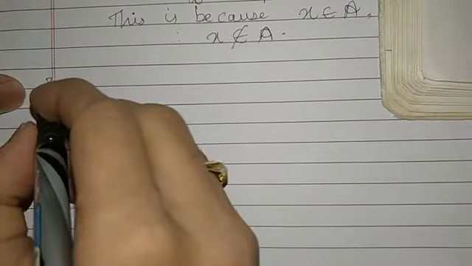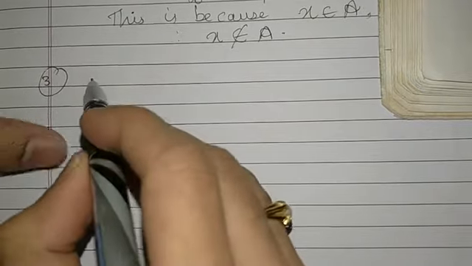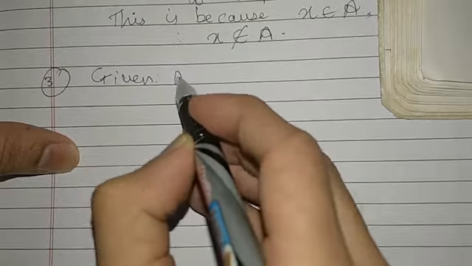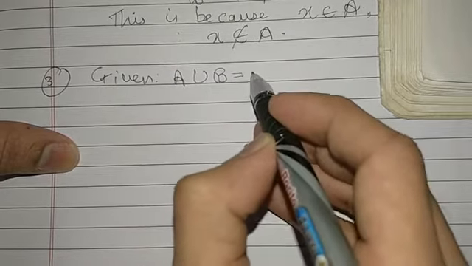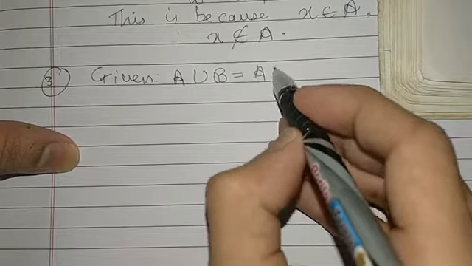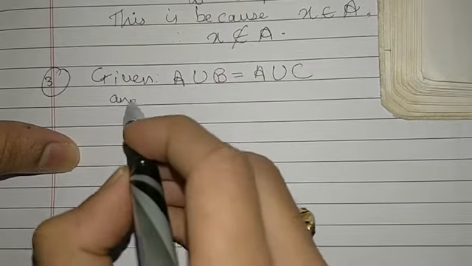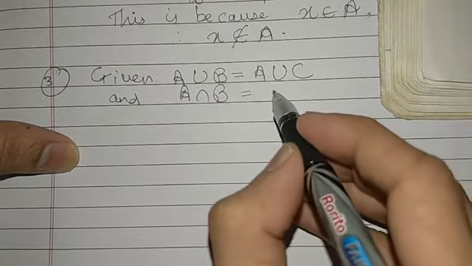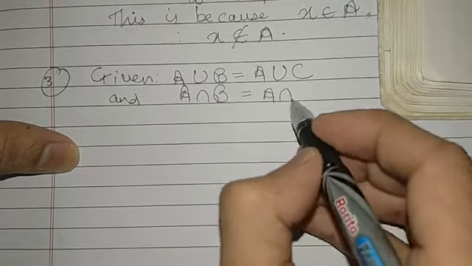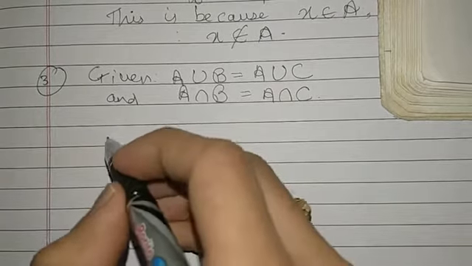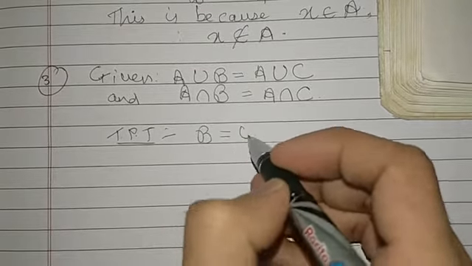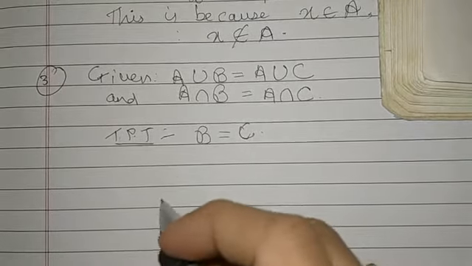So it is given A union B is equal to A union C, and A intersection B is equal to A intersection C. We have to prove that B is equal to C.